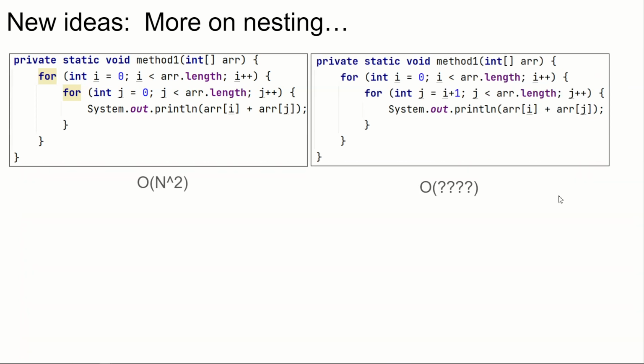Let's try another one. So here on the left is big O of n squared. Here on the right is the conventional way of looping over all pairs of elements in an array. So i visits every element, but then j only visits elements larger than i, because we initialize it to be 1 larger than i. So take a minute and decide what you think this one is, and the most important thing is why you think your answer.